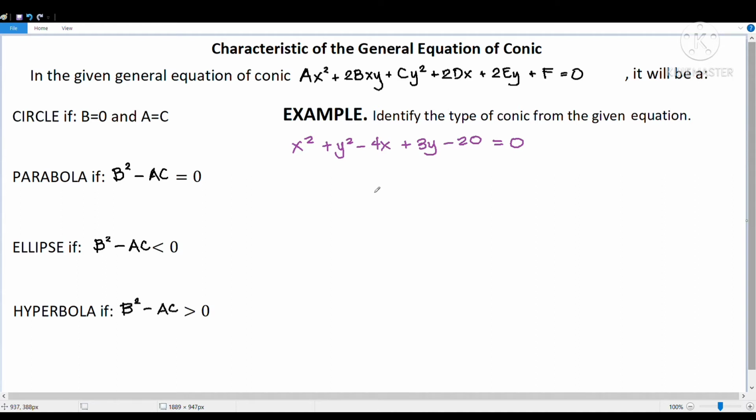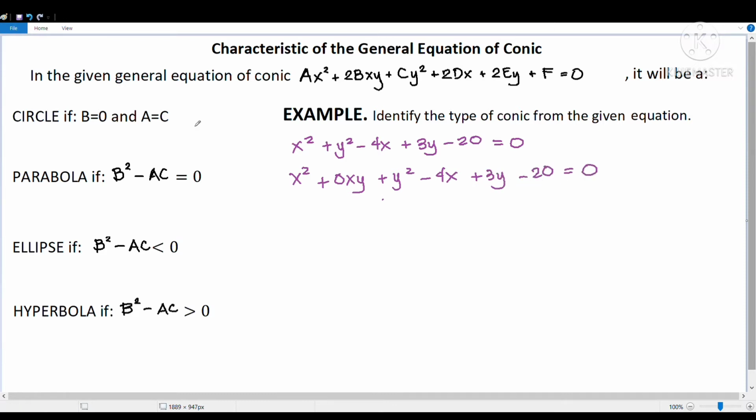For our next example, we are asked to identify what type of conic section the given equation is. The given equation is x squared plus y squared minus 4x plus 3y minus 20 is equal to 0. It is already equated to 0, so let's check the missing term. The only missing term here is the xy term. We do not have an xy term here, so we have to use 0 as its numerical coefficient. It will become x squared plus 0xy plus y squared minus 4x plus 3y minus 20 is equal to 0.